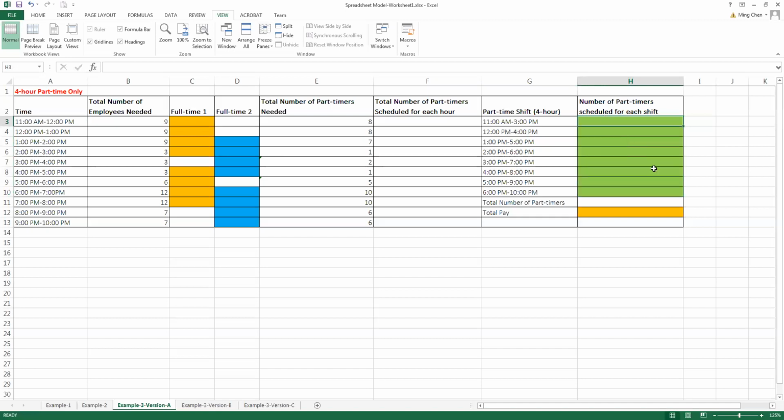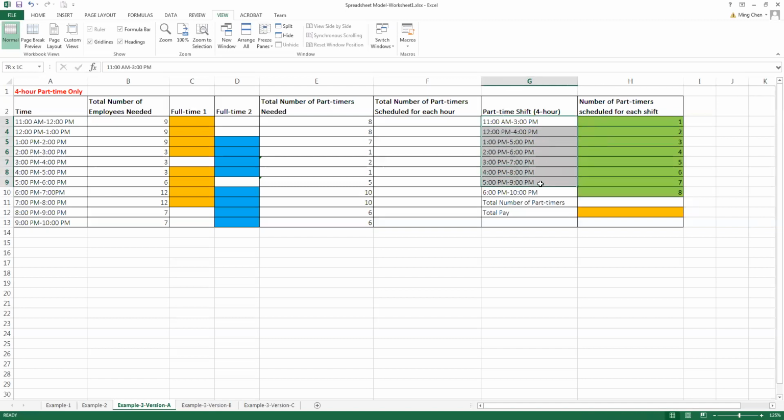Right now, let's give an initial solution. How many people do you want to hire to work from 11 to 3? Let's say I hire 1 person. Next shift, I hire 2 people, then 3, 4, 5, 6, 7, 8. What do these numbers mean? It's just an initial solution to start with. It doesn't really matter. If you don't like it, you can just put all 0 here. It will not affect your solution.